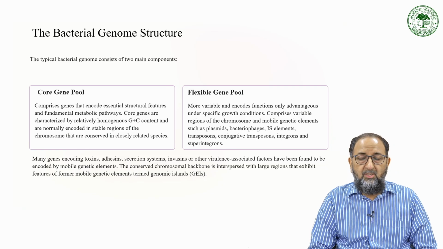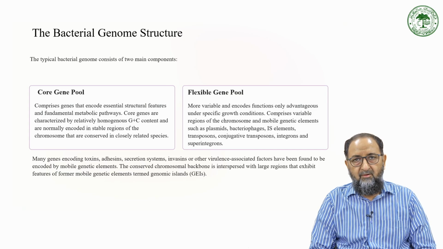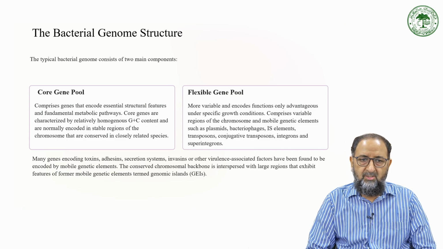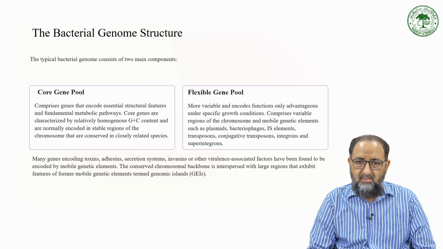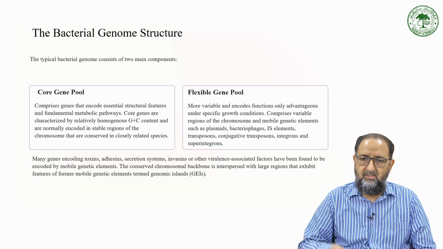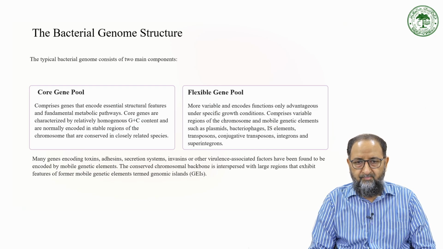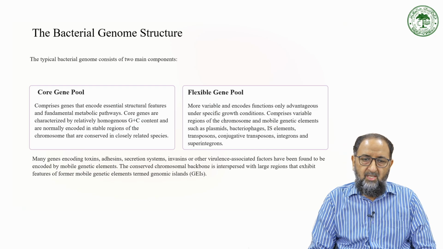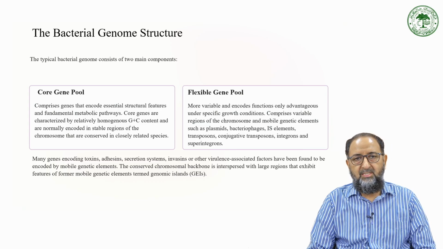So many genes encoding toxins, adhesins, secretion systems, invasins and other virulence-associated factors have been found to be encoded by mobile genetic elements, such as IS elements and integrons. The conserved chromosome backbone is interspersed with large regions that exhibit features of former mobile genetic elements, and they form genomic islands. So these genetic elements are termed genomic islands, GEI.